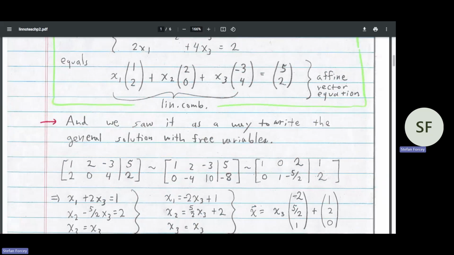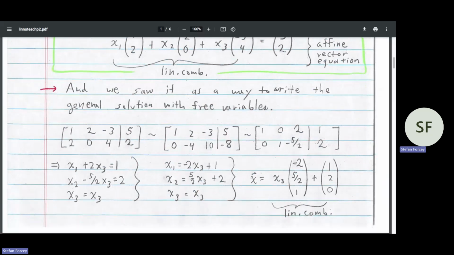We also saw it as a way of writing the general solution of a system of linear equations with a free variable. For instance, we'll just go ahead and solve this one for practice. 1, 2, -3, 5, and 2, 0, 4, 2 is row equivalent to 1, 2, -3, 5, and subtracting 2 of that first row from the second row, we get a 0 and a -4.